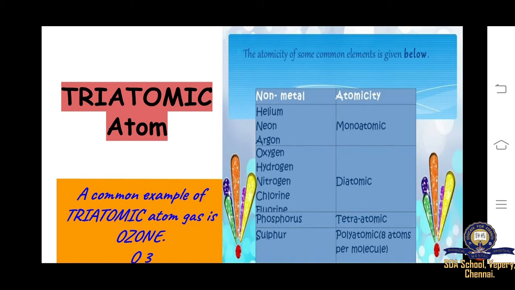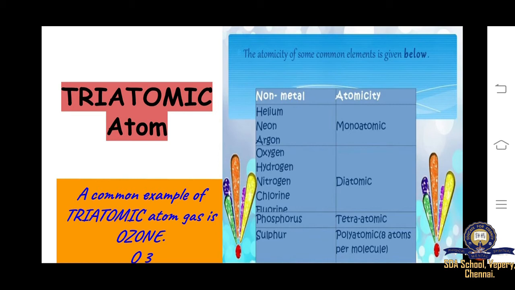Here in this tabular column we have the list of elements given based on their atomicity. See, helium, neon and argon are monoatomic in nature. Oxygen, hydrogen, nitrogen, chlorine and fluorine are diatomic in nature. Then phosphorus, it is tetraatomic. Tetra means what? 4. Its atomicity is 4. Then the last one is sulfur. It is polyatomic in nature. It has 8 atoms per molecule.